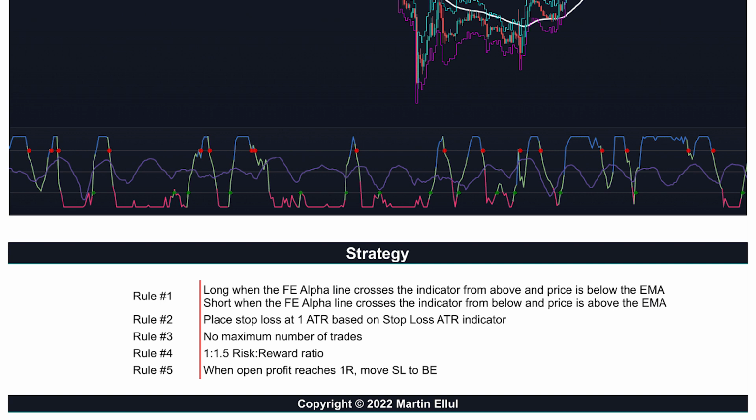We don't have a maximum number of trades that we're limited to. We're going to apply a strict risk to reward ratio of 1 to 1.5, and when the open profit reaches 1R, we move the stop loss to break even.